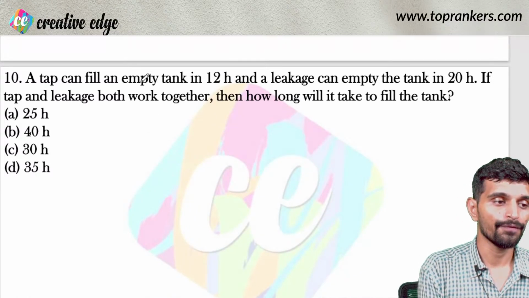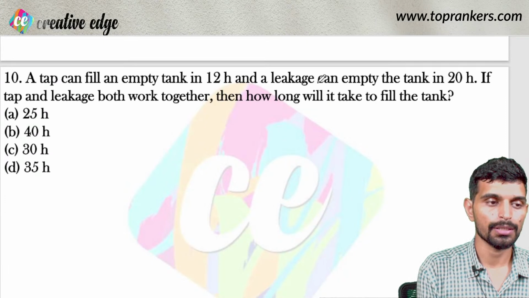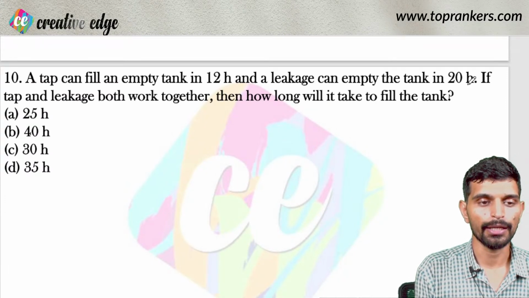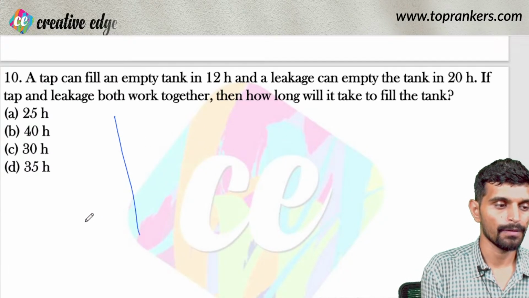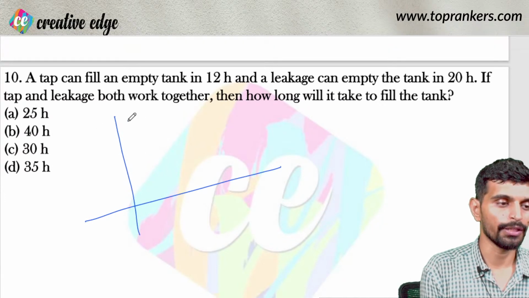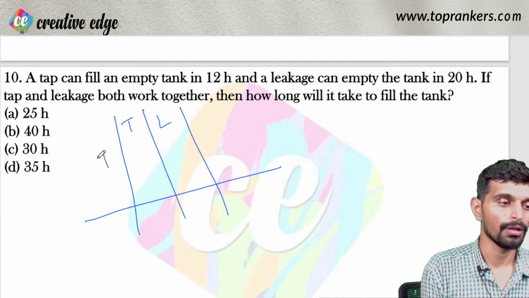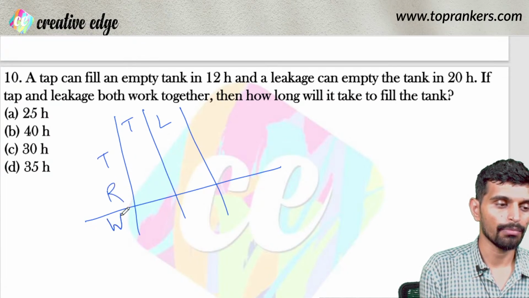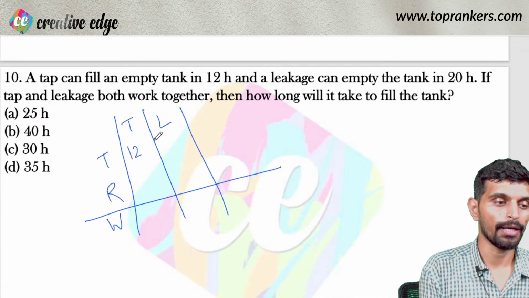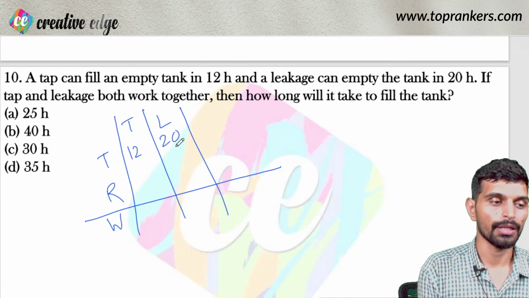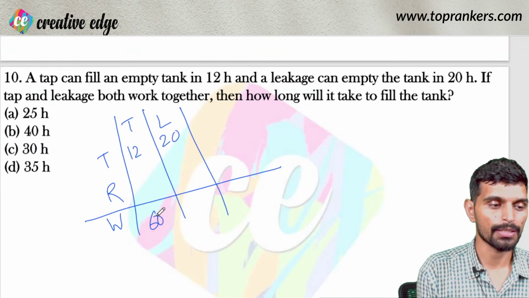A tap can fill an empty tank in 12 hours and a leakage can empty the tank in 20 hours. So tap works in positive direction, leakage works in negative direction, opposite work. Time is given to you as 12 and 20. So let's take LCM of the two, that will be 60.